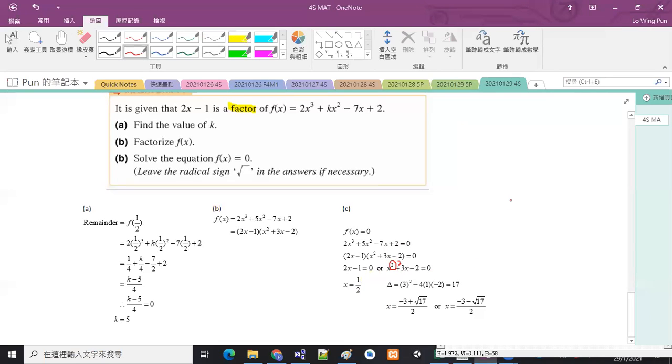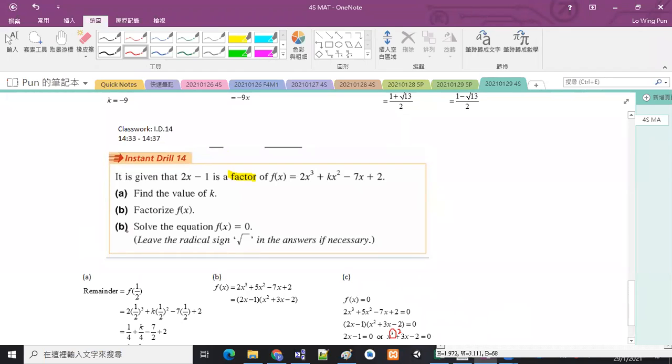x squared plus 3x minus 2 is equal to 0. Okay, and then because it cannot be factorized, you need to use the quadratic formula. Okay, delta is 17, and then x is negative b plus square root delta over 2a, or minus square root delta over 2a. So that is the answer of part C. Okay? So I think this is part C, right? This is part C.